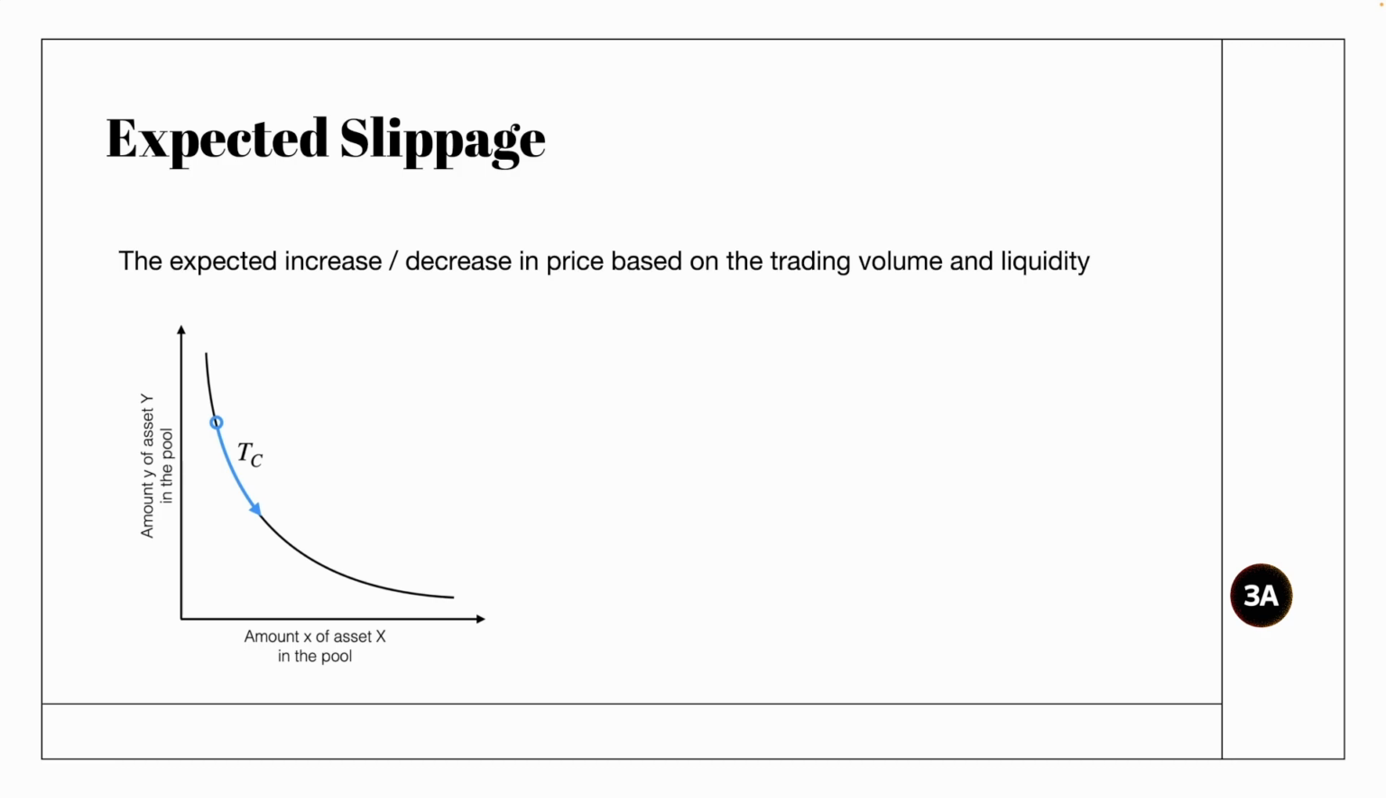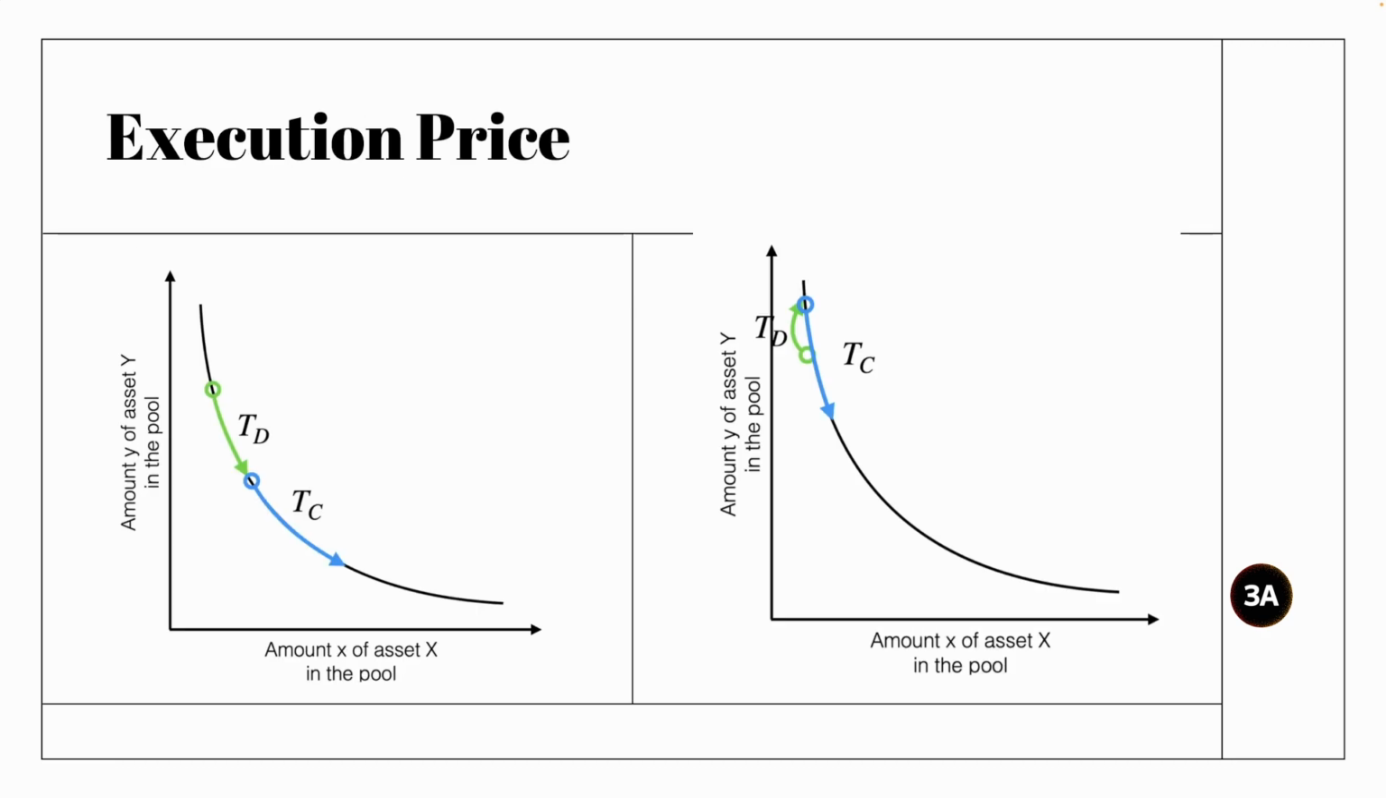You can also estimate how much slippage you will get. You can estimate also the decrease in price or the increase in price. So contrary to the expected slippage, we also have an unexpected slippage.